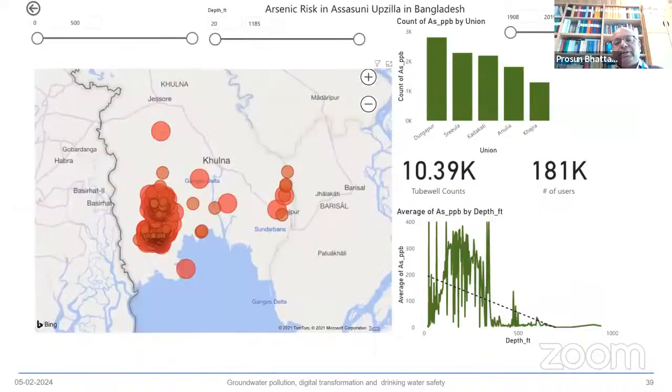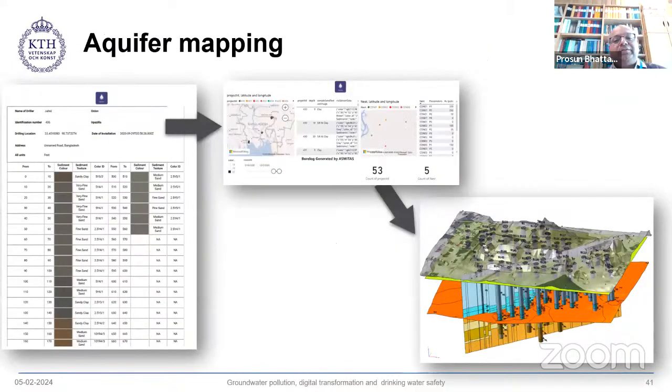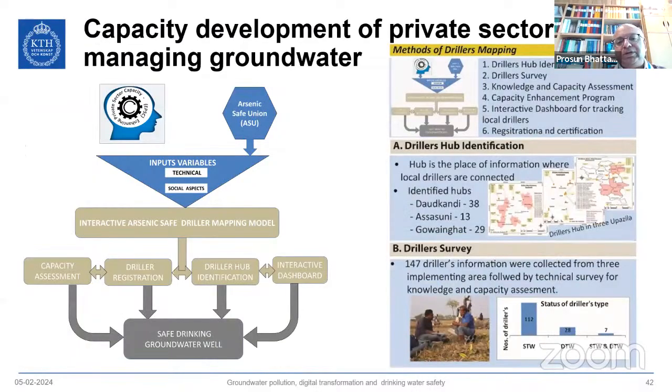Then we talk about the different digital dashboards. This is known as the GOB UNICEF digital dashboard, which is in operation and is now being slowly inducted into the system. Essentially, we have the data capturing in the field through Asmitas based on a mobile application, automated generation and visualization of different bore logs, which further leads to the aquifer mapping concept in different manners in different regions. So I'm just closing down.